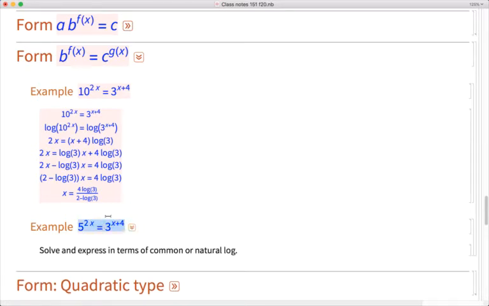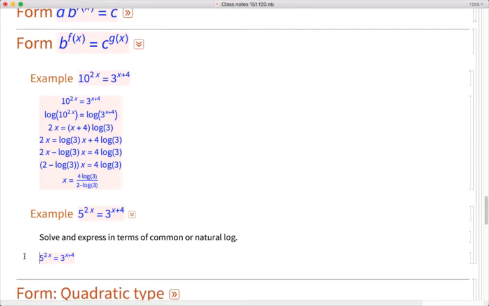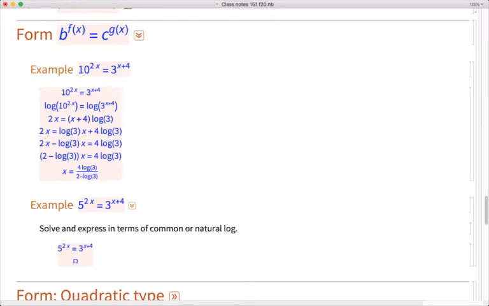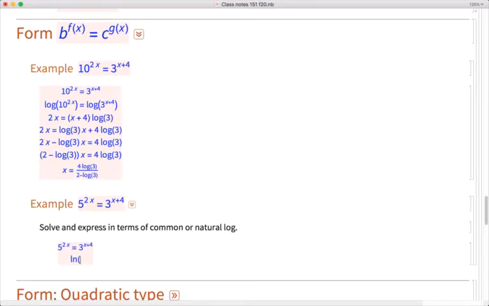Right, so here's another one, same form. The bases are different. That's the key part here. Now, the instructions, once again, are saying that we are to use common or natural log. If those instructions hadn't been there, then it would probably be a good idea to use, say, log base 5 or log base 3 to bring our exponents down. But here we've been told that is verboten. So I guess we haven't done natural log, so let's do natural log.